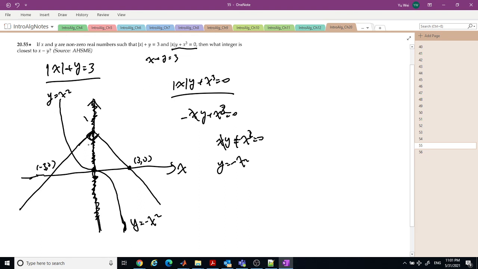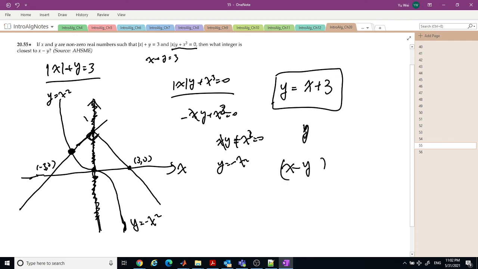So we only have one intersection here, right? And this one is y equals x plus 3, right? For this line. So now you can see x minus y is equal to -3. This is the solution.